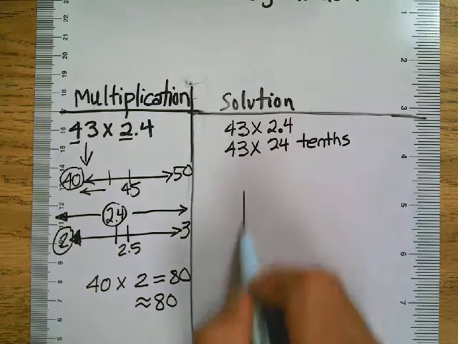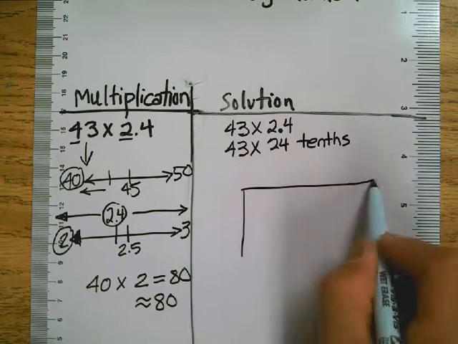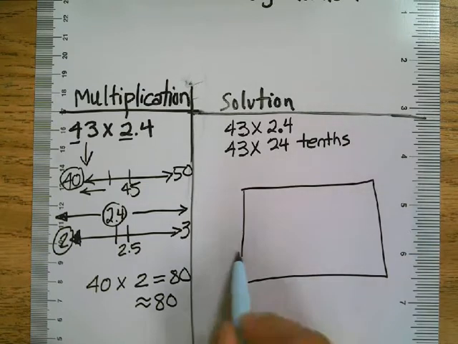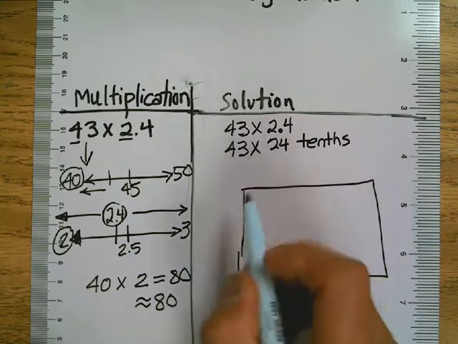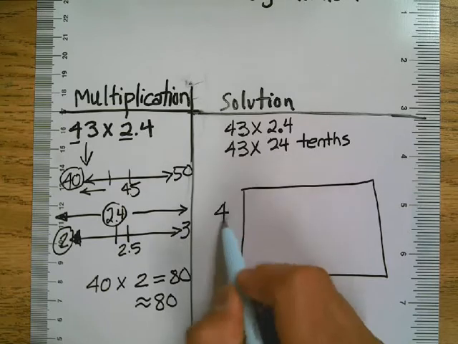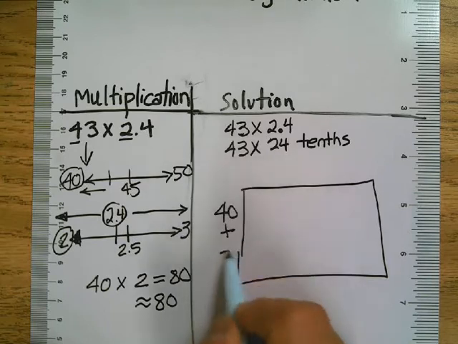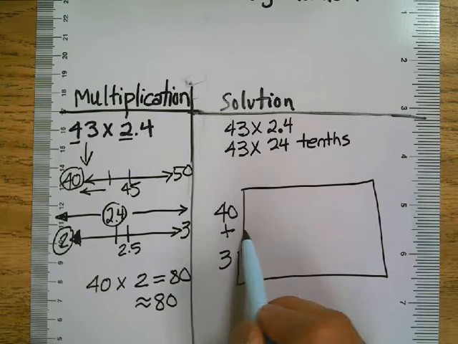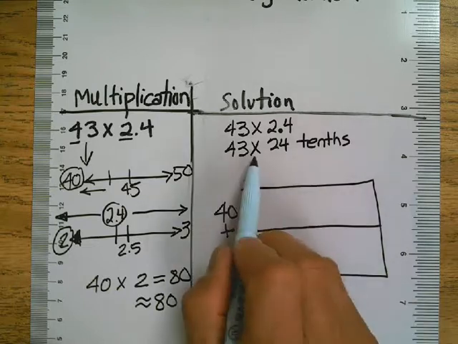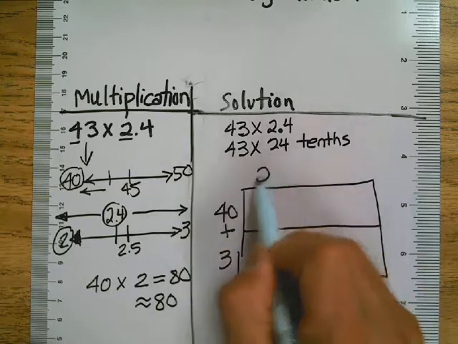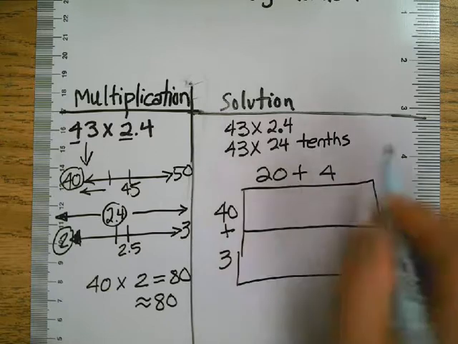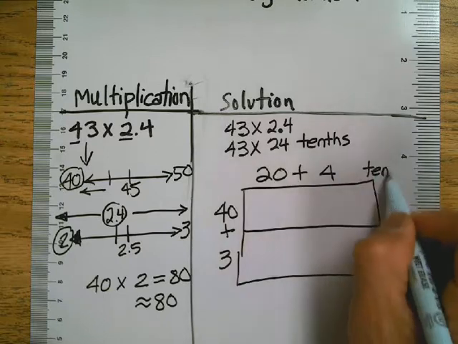And we're going to say, okay, it's going to be 40 plus 3. We're going to write it in expanded form. And then we're going to multiply it times 24, 20 plus 4, and these are called tenths. Now we've got to make that partition there. So now we do the multiplications inside.